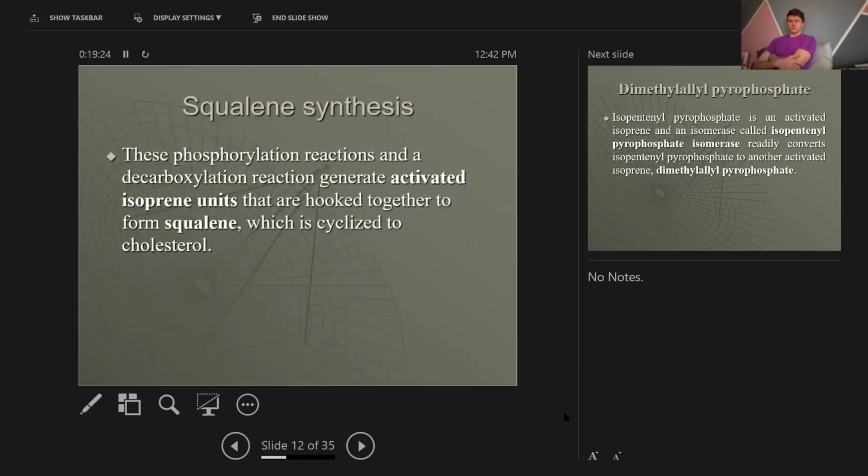All right, and these activated isoprene units will then be linked together, and they're eventually going to form squalene. Squalene gets cyclized to the precursor of cholesterol called lanosterol.